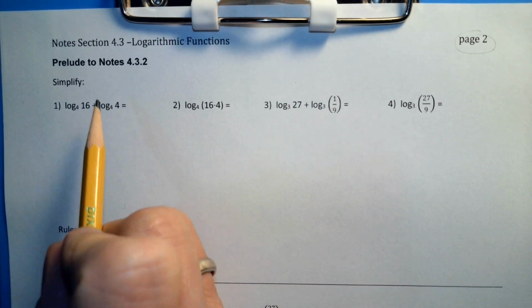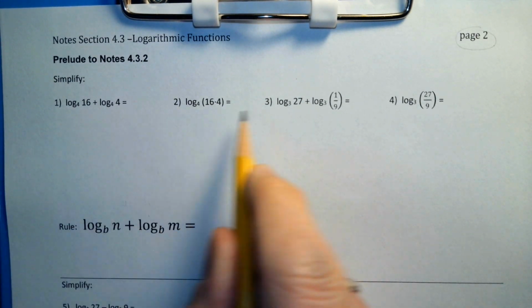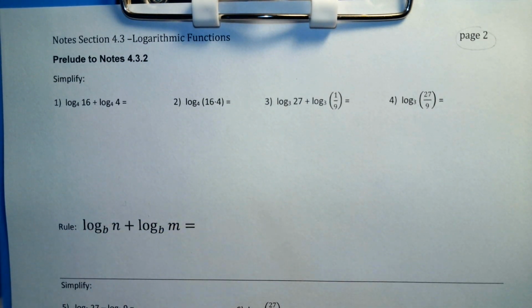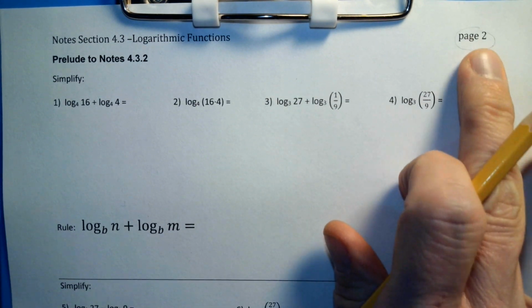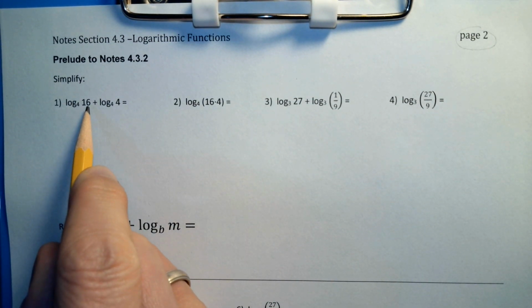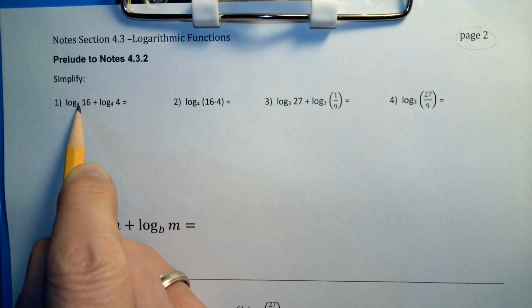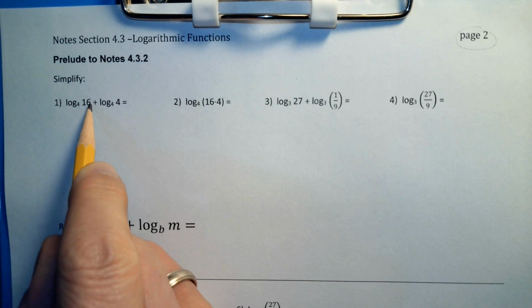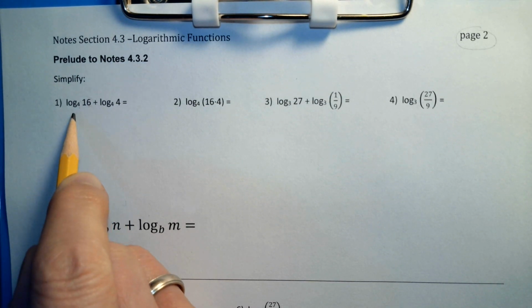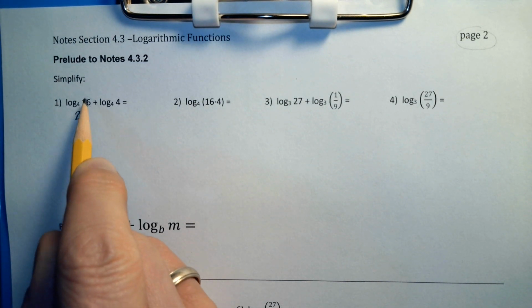All right, so trying to develop some rules, 3 different rules, and so these examples are going to help us visualize what's going on with these rules. So again, we're on page 2 here. So log base 4 of 16. Remember, this whole thing is equal to the value you'd have to raise the base to make it equal to the argument. So I think everyone can see that that would end up being 2, right? 4 to the 2 is 16.